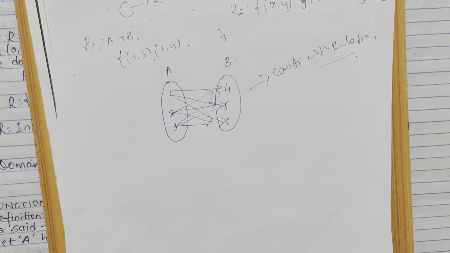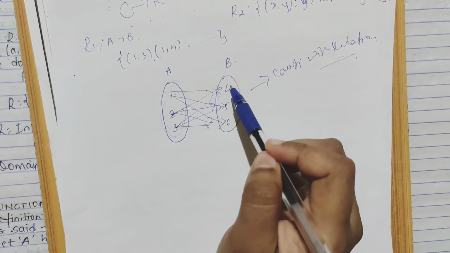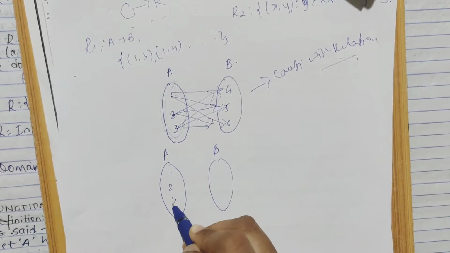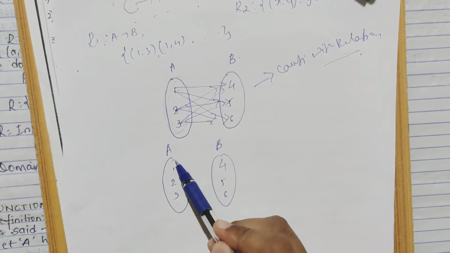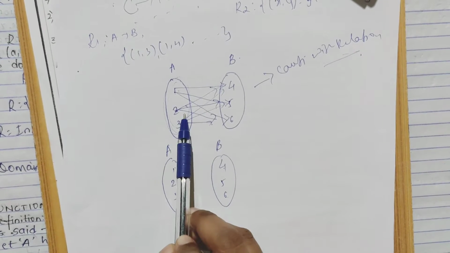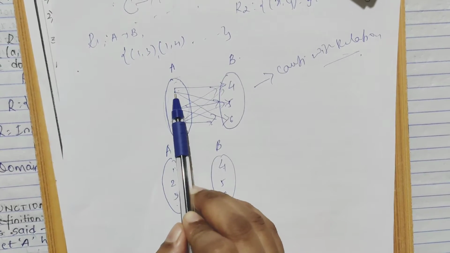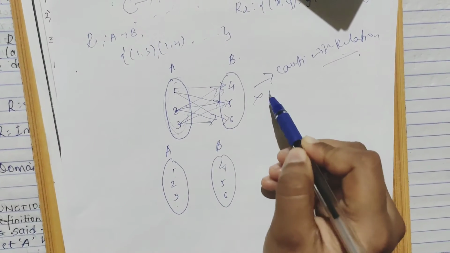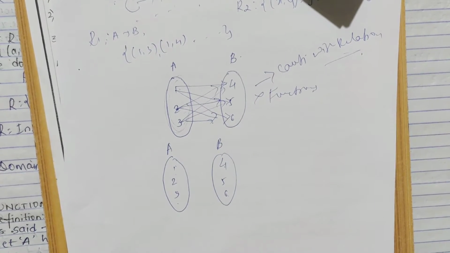But in your function, it tells every element of set A should have only one image in set B. Now this is set A, this is set B, 1, 2, 3, same I am writing, 4, 5, 6. What a function tells is every element in set A should have one and only one image in set B. Here you see, 1 had 3 images: it was mapped with 4, with 5, with 6. So such a relation we don't call a function.